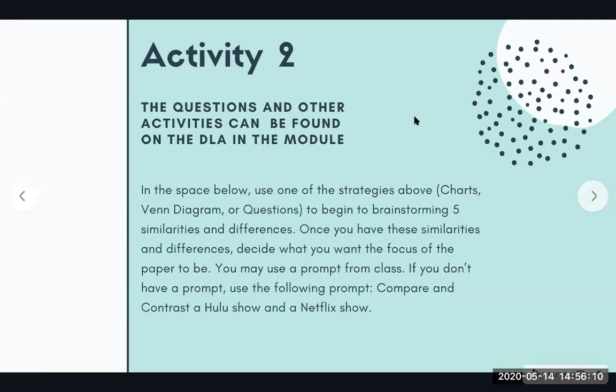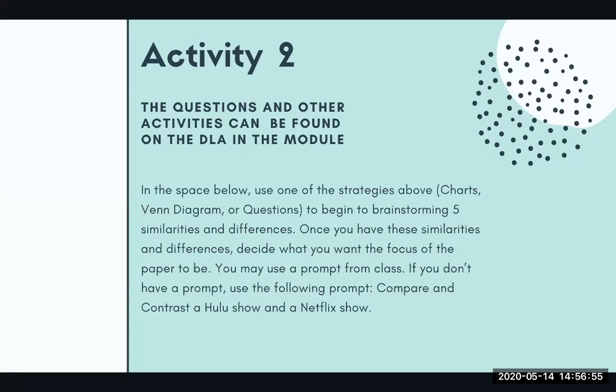So now with activity 2, again, the question can be found in the DLA that is in the module if you don't have it currently open. So in the space provided in the DLA, use one of the strategies that we discussed before, so that's either charts, a Venn diagram, or questions, to begin brainstorming 5 similarities and differences. Once you have these similarities and differences, decide what you want the focus of the paper to be. You may use a prompt from class. If you don't have a prompt, use the following prompt: compare and contrast a Hulu show and a Netflix show.